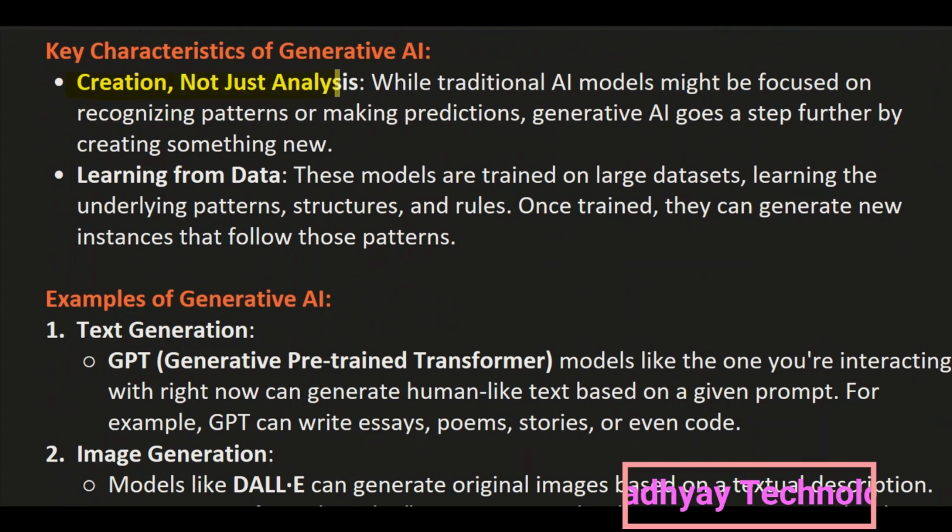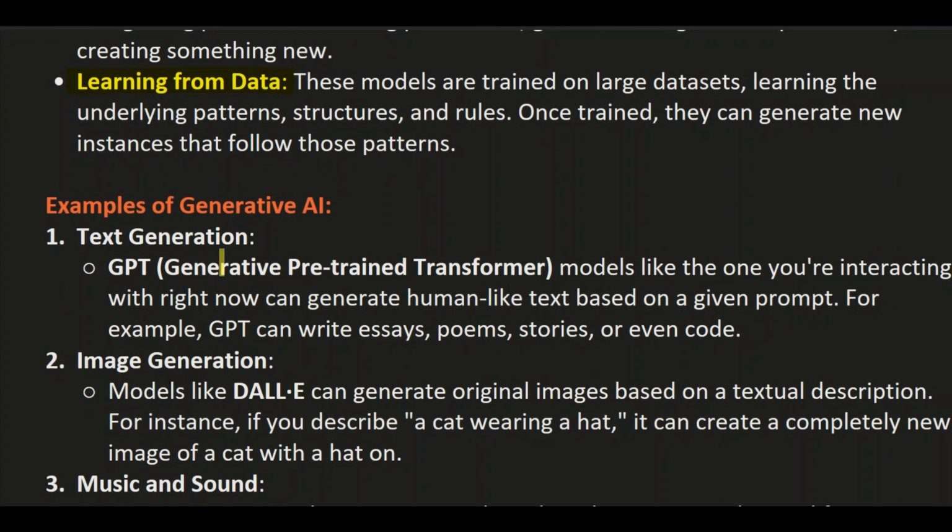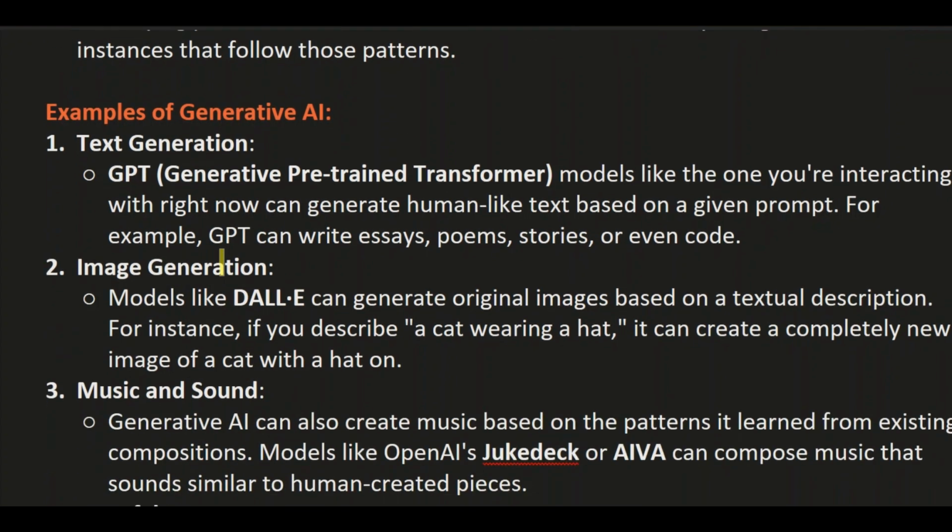Creation, not just analysis. While traditional AI models might be focused on recognizing patterns or making predictions, generative AI goes a step further by creating something new. Learning from data. These models are trained on large datasets, learning the underlying patterns, structures, and rules. Once trained, they can generate new instances that follow those patterns.